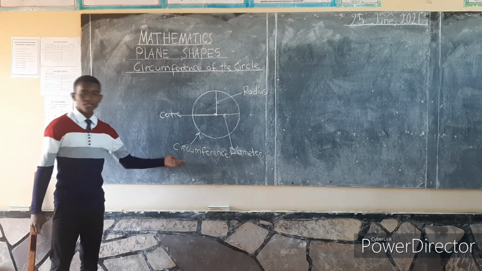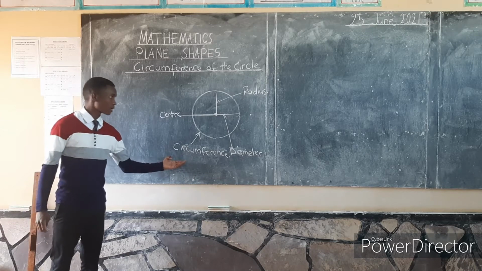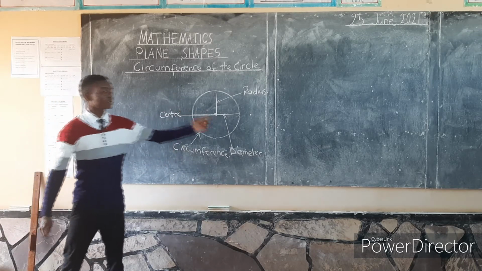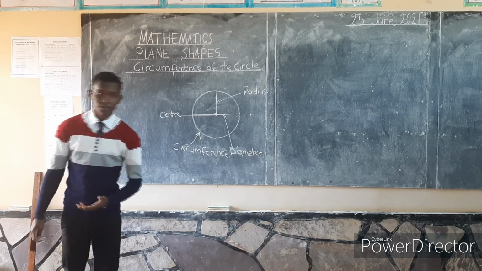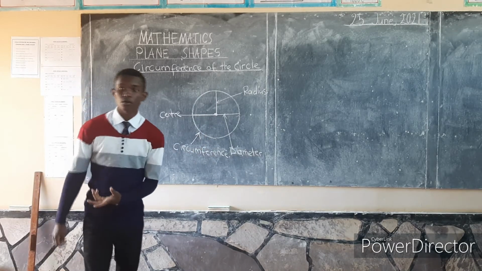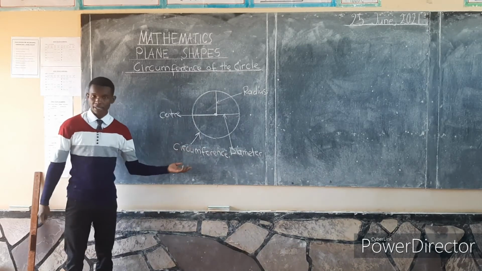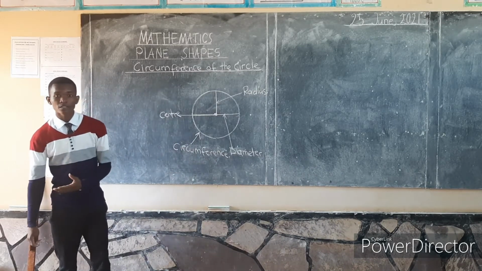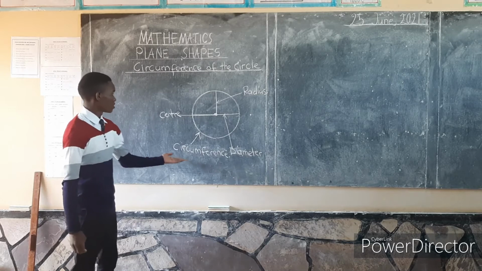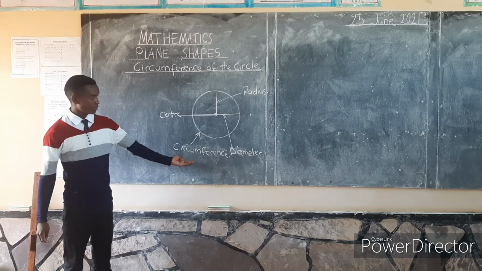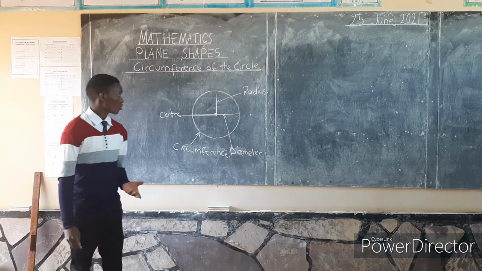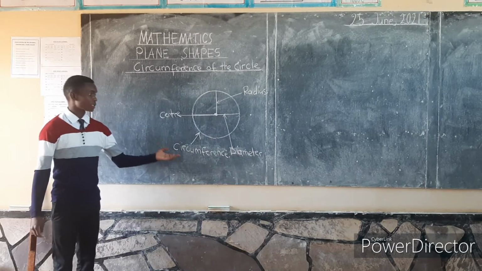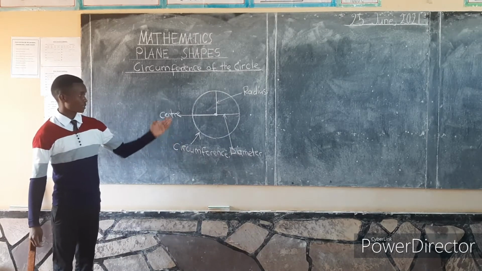Now, circumference by definition, we discussed, is the total distance around the circle. When we are talking about plane shapes, the total distance around the circle we call perimeter. So sometimes circumference can be known as perimeter. We calculate perimeter as the total distance around the circle.